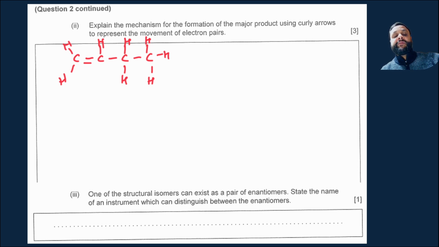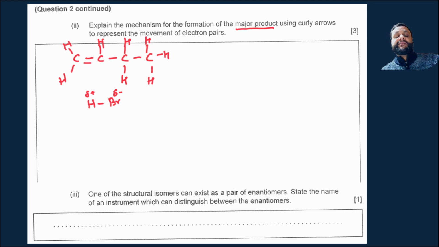In this question, we have been asked to represent the mechanism for the major product. So the major product will be through a secondary carbocation. So let's write HBr. HBr is a polar molecule. Hydrogen is partial positive, and Br is partial negative because Br is more electronegative as compared to H. So the role of H here is electrophile, and the name of this mechanism is electrophilic addition.